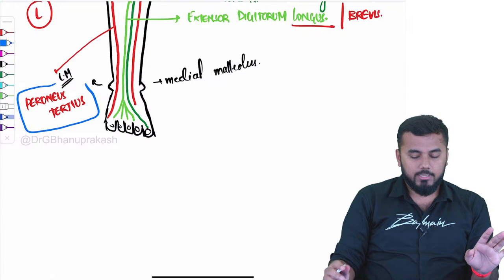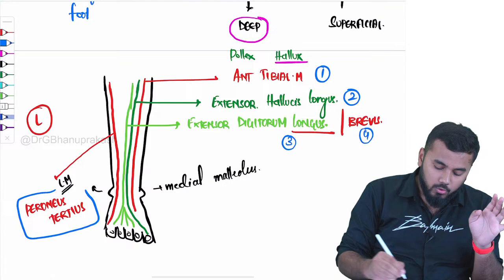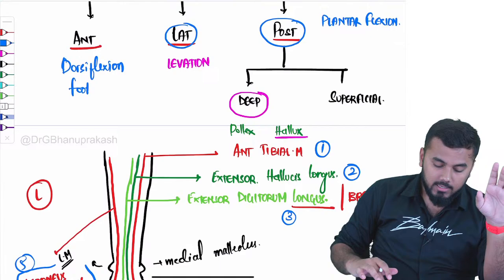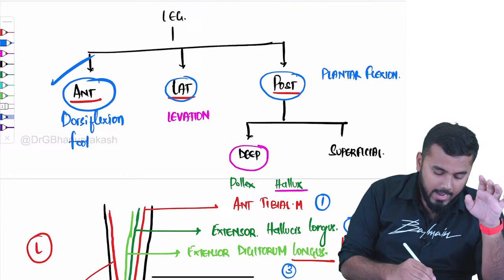So how many muscles did we discuss, guys? 1, 2, 3, 4, 5. We have discussed 5 muscles, so we are done with the anterior compartment. We shall discuss the lateral compartment and take a break, okay? Anterior compartment, we are done. Look at the lateral compartment.